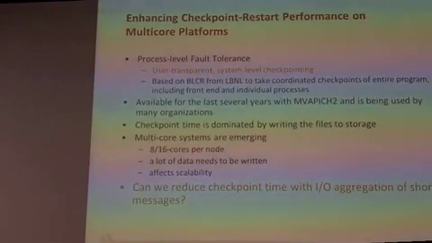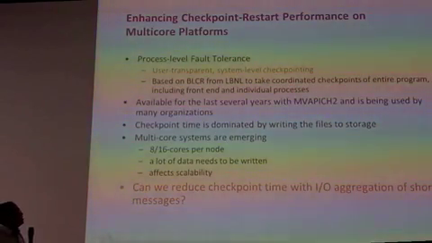So we have a bunch of solutions in the MVAPICH and MVAPICH2 stack. We categorize them into two things. One is network-level fault tolerance and resiliency, and the other is process-level fault tolerance and resiliency. These two are orthogonal, because errors may happen or links may fail or switches may fail, and the other is that a process may fail or nodes may die.